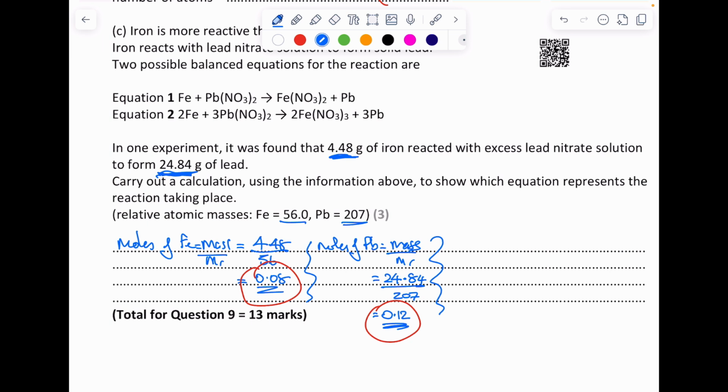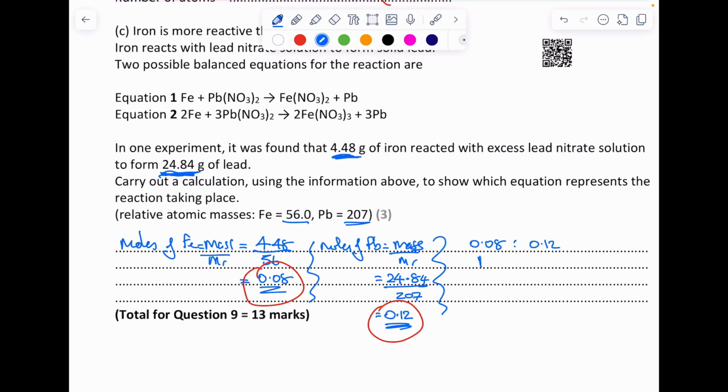Okay, what I'm now going to do is take these two numbers and I'm going to divide by the smallest number. So I've got 0.08 and I've got 0.12. I'm going to divide them both by 0.08. So that gives me 1 and that gives me 1.5. I can't have 1.5 of an atom. So what I'm going to do is double that line to get a whole number, and that gives me 2 to 3. So my ratio of iron to Pb must be 2 to 3.